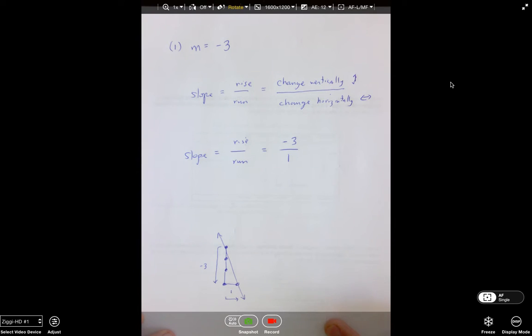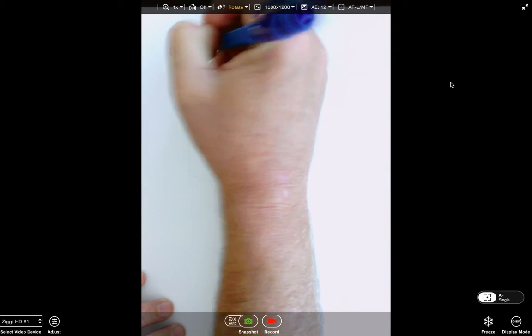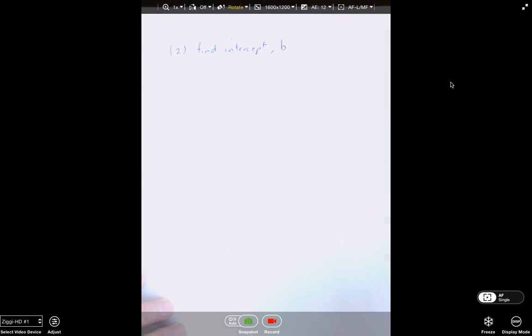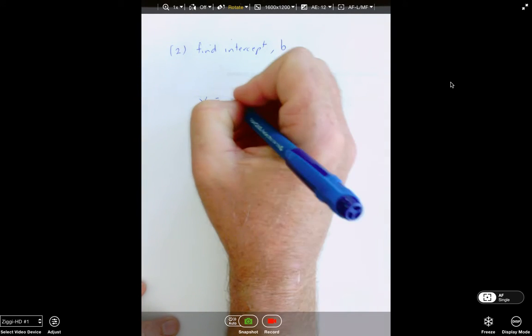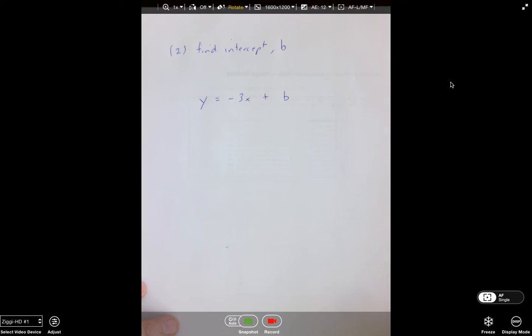Now the second thing we need to do is we need to find our intercept. And what we know right now is we know that y equals negative 3x plus something. Well, I've got an x and a y. In fact, I've got two of them from my points. So if I can just insert one of those values, so I should say sets of values, into what I'm given, then I can easily solve for my b.